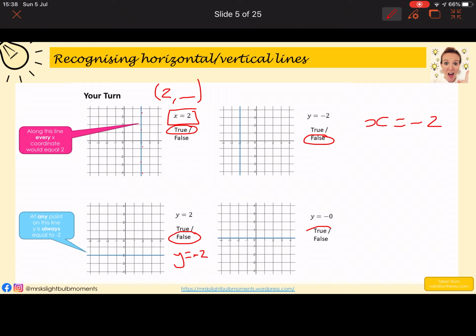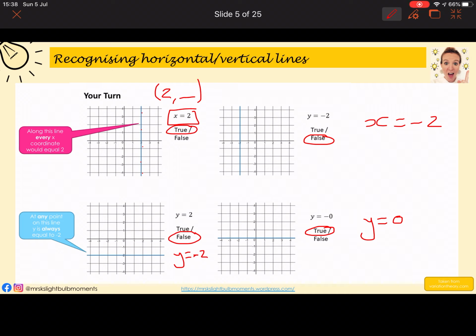Now this is technically true. We wouldn't normally write it like that. Normally we would just write y equals 0 because we don't need minus 0 or negative 0. It is just the same as 0. But it's not wrong saying y equals minus 0. Anywhere along that line, the y coordinate would always be 0. The x coordinate would change. So it's just remembering those ones.